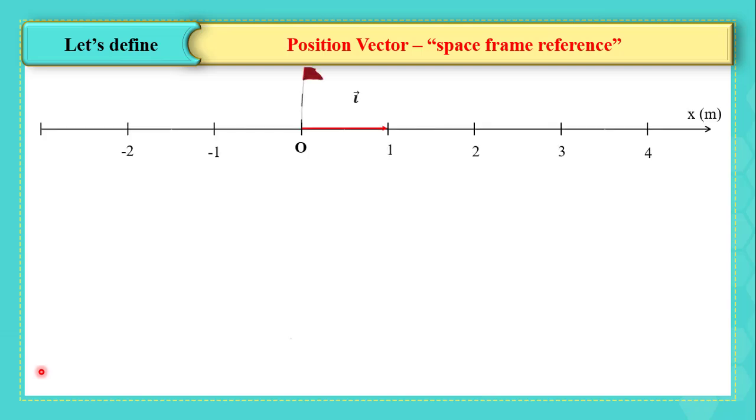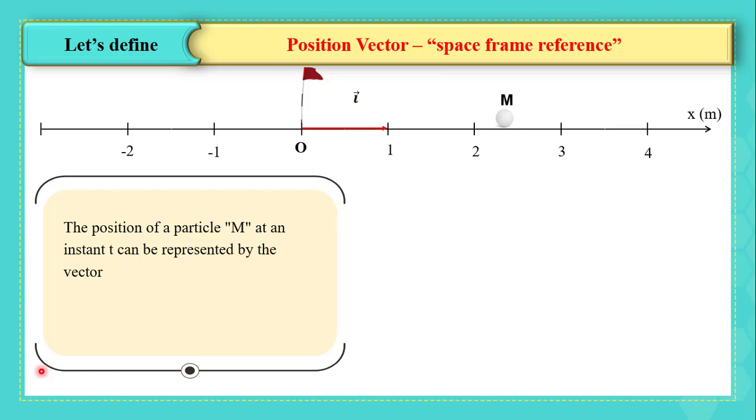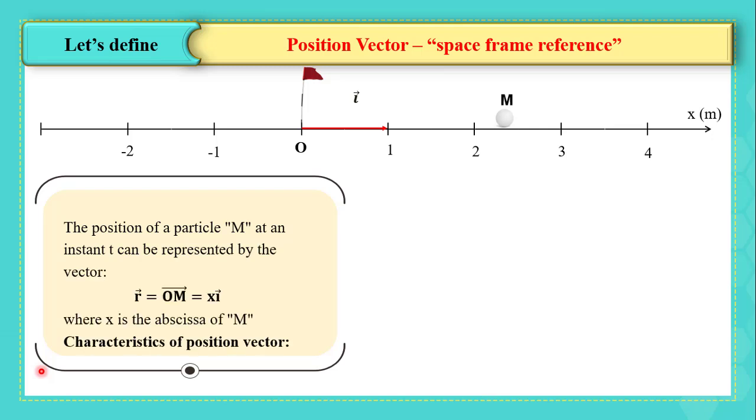To define the position vector, consider a particle M moving along the x-axis. The position of M at an instant t can be represented by the vector r equal to the vector OM equal to x i vector, where x is the abscissa of M. This is the position vector of M at an instant t. This is the abscissa of M at that instant.